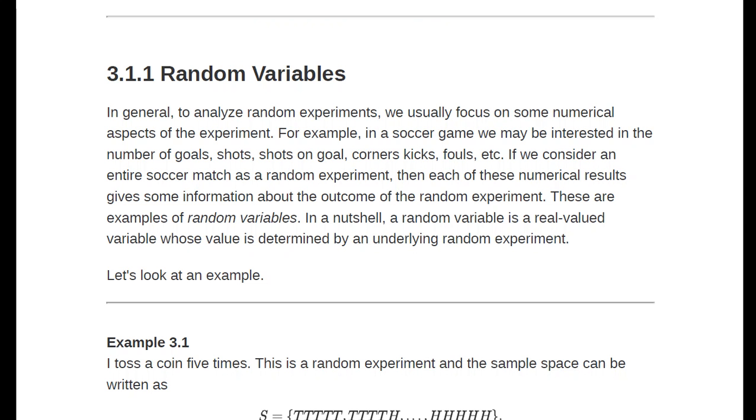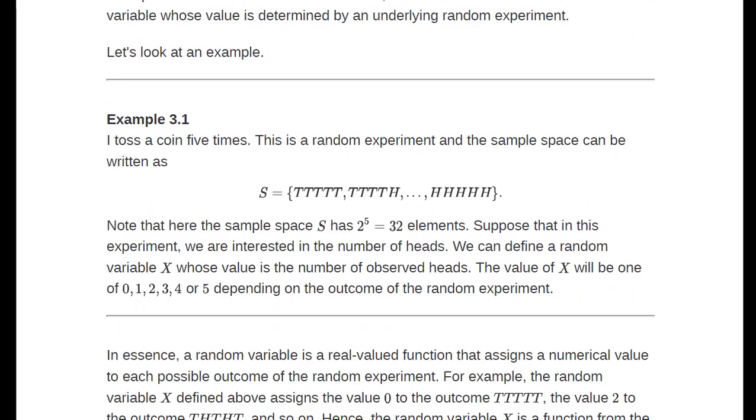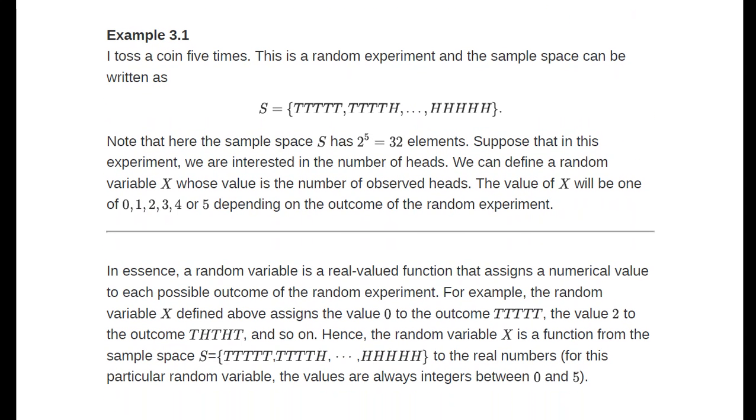In a nutshell, a random variable is a real valued variable whose value is determined by an underlying random experiment. Let's look at an example. If I toss a coin 5 times, this is a random experiment and the sample space can be written as follows. Note that here the sample space S has 2 to the power 5, equal to 32 elements.